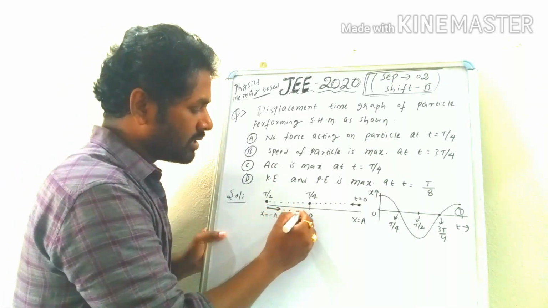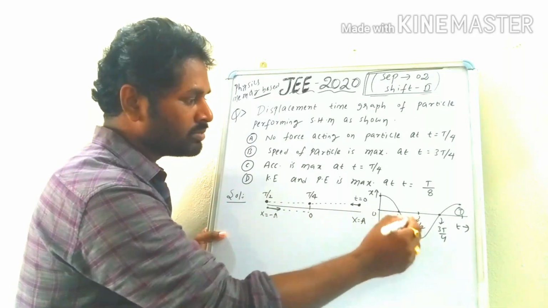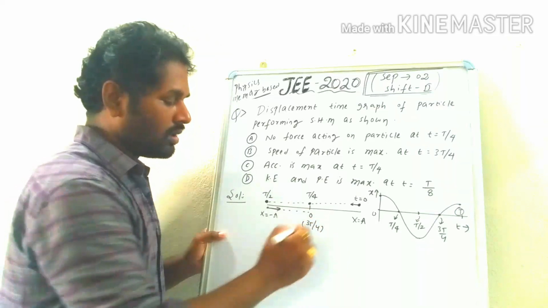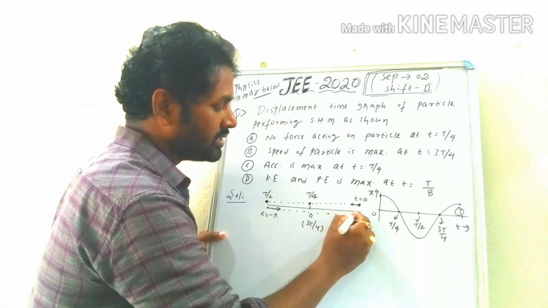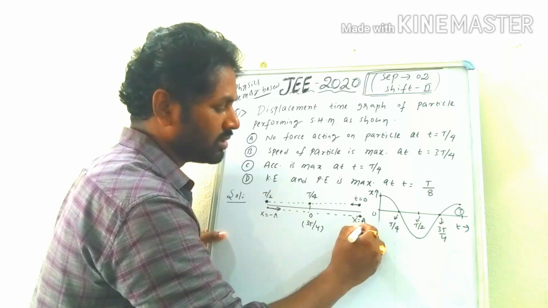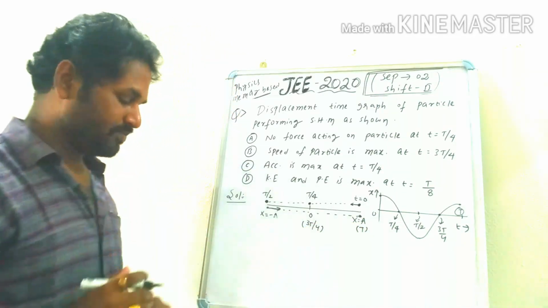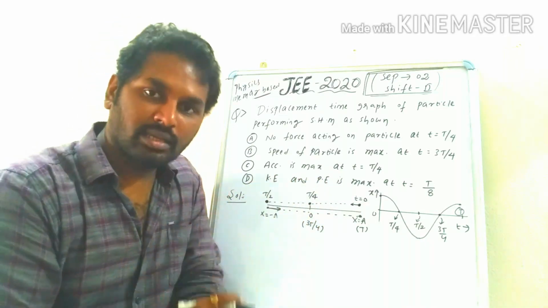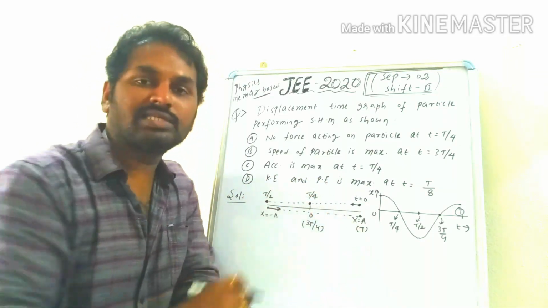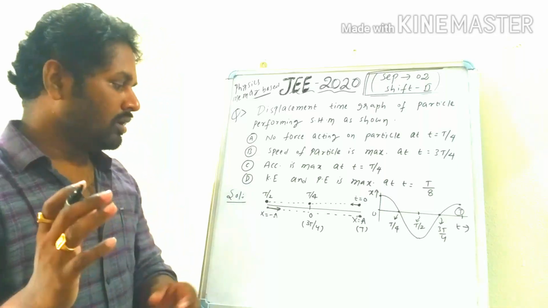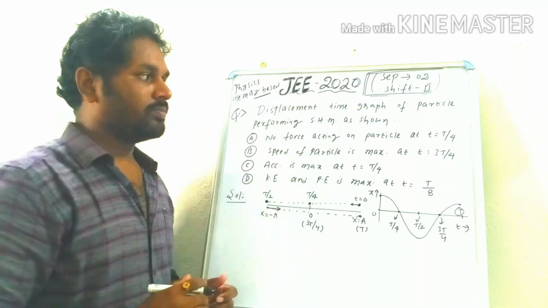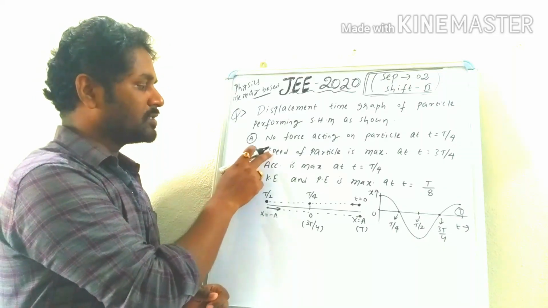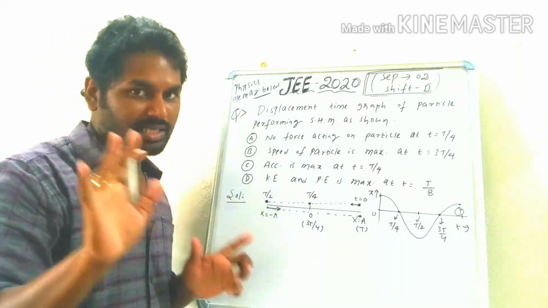And when it reaches again the mean position, the time taken is 3T by 4. And it will continue to move and reaches the initial position at a time capital T. You see, for one complete oscillation, the time taken is called the time period, which is taken as capital T. Now, with the time, we can easily find the parameters like speed, acceleration, force, all these things.